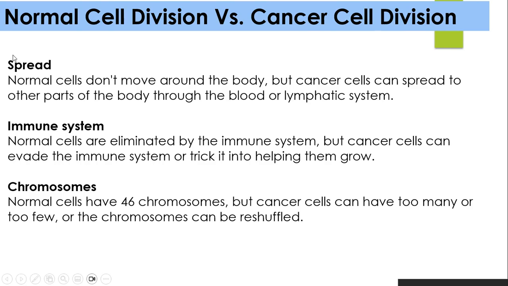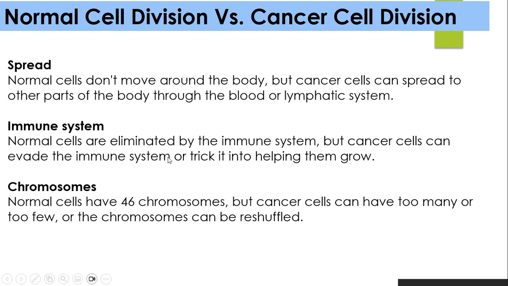Normal cells don't move around the body, but cancer cells can spread to other parts of the body through the blood or lymphatic system, right? Lymph, the water, the body of water, right? Immune system: normal cells are eliminated by the immune system, but cancer cells can evade the immune system or trick it into helping them grow. So cancerous cells are tricksters.